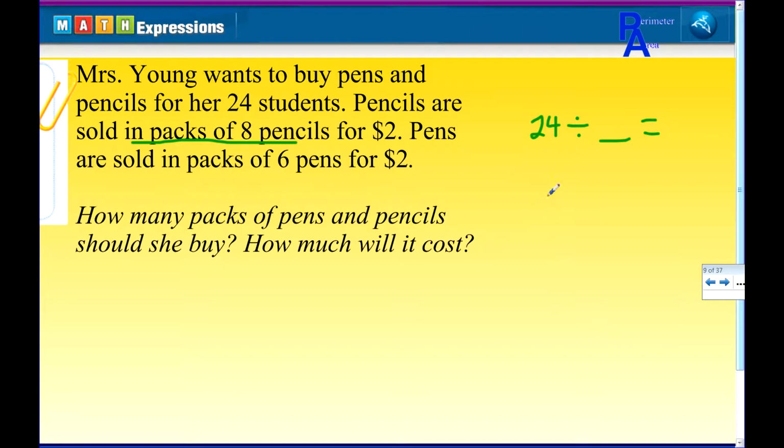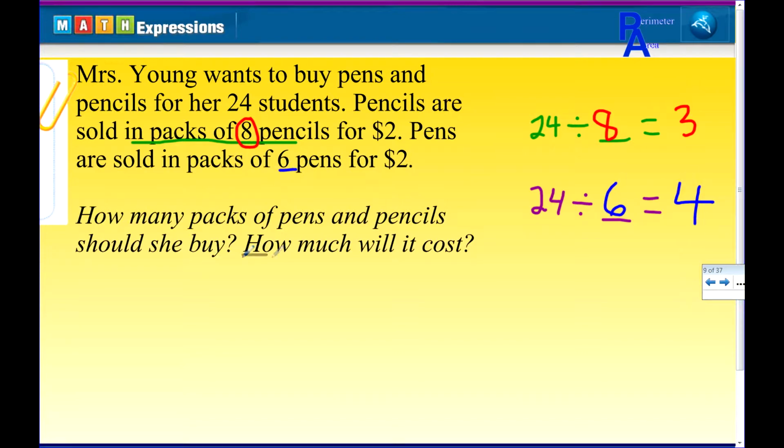We have 24 students still, and what do we have to do? 24 divided by, how many pens are sold? And that equals how many? 24 divided by 8 pencils equals how many? 3. And 24 divided by how many pens? 6 equals how many? 4.